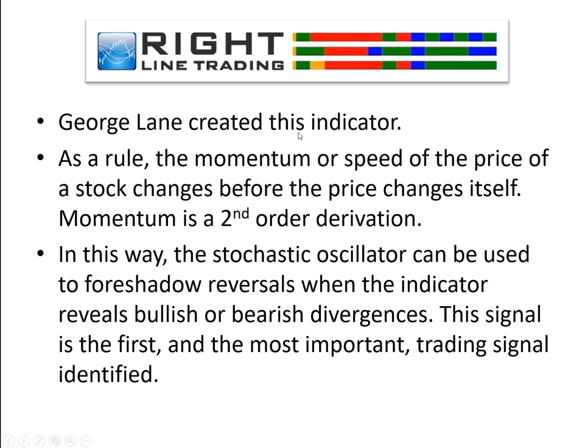Now, George Lane believed that because momentum was a second order derivation, it was the delta, it was the change in speed or velocity. It was a leading metric and told you how price was going to move out into the future. And he created the stochastic oscillator to foreshadow reversals, only to look for bullish and bearish divergence. He did not use this to track the trend.